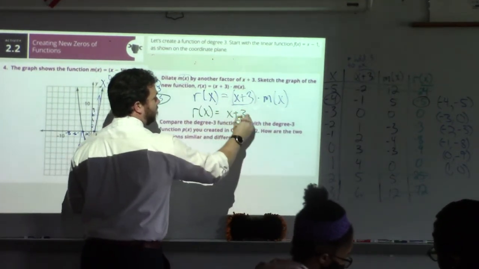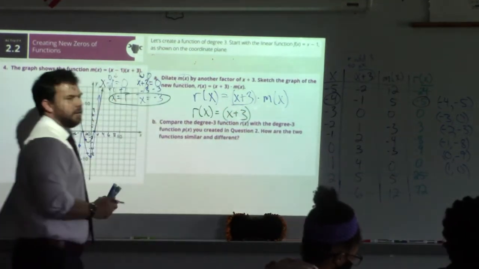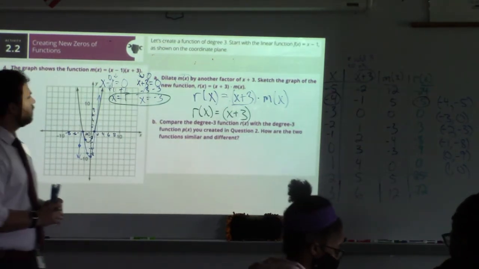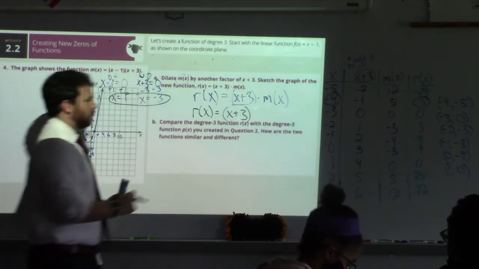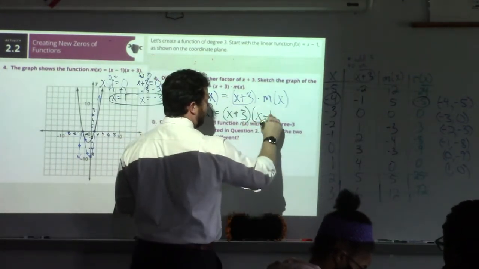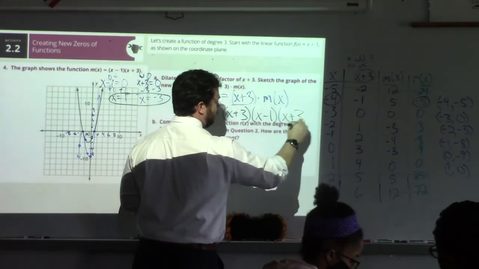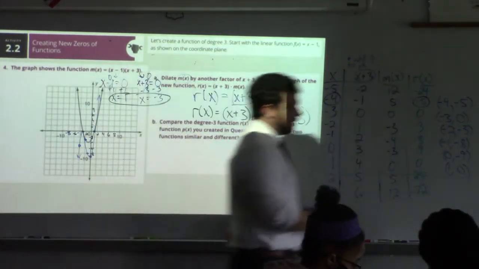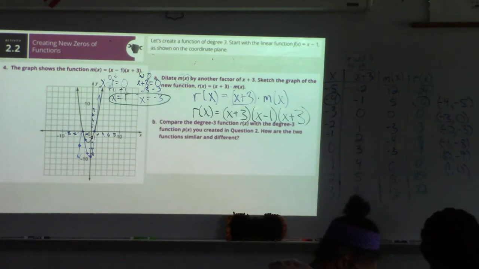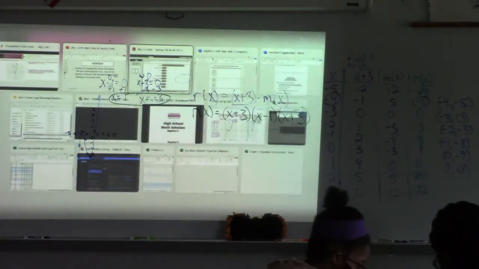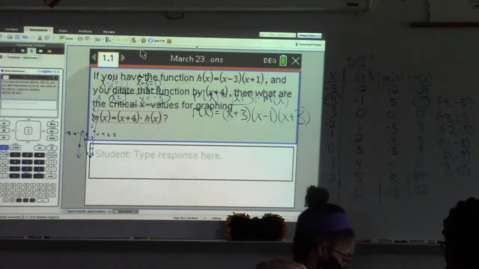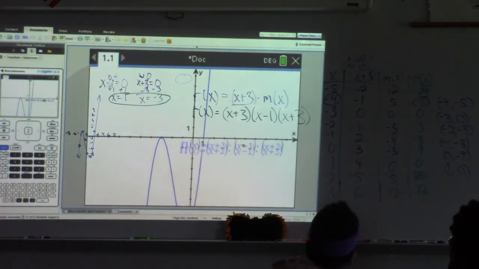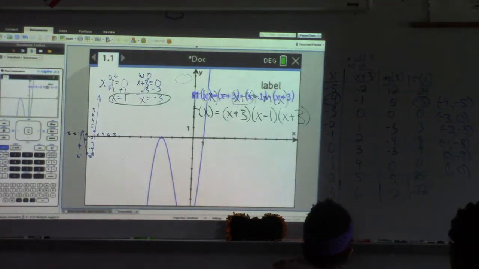So I need the x plus 3, but what am I going to substitute in the place of m of x? x minus 1 times x plus 3. That's what m of x is equal to, isn't it? Alright, so let's type that into the calculator and see what we get. There she is, x plus 1 times x minus 1 times x plus 3.